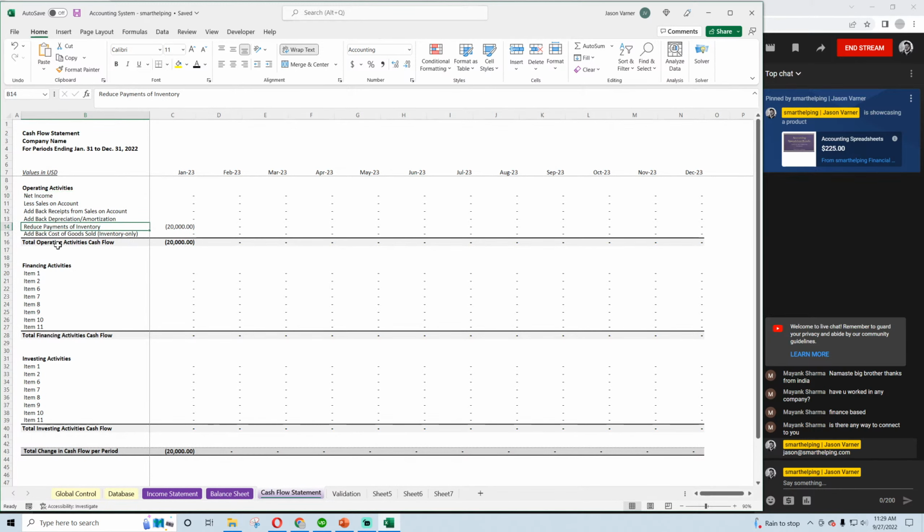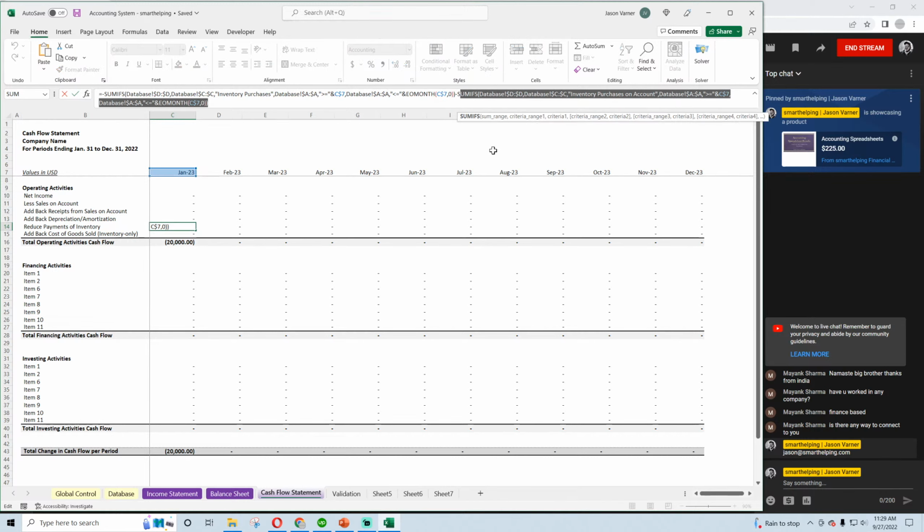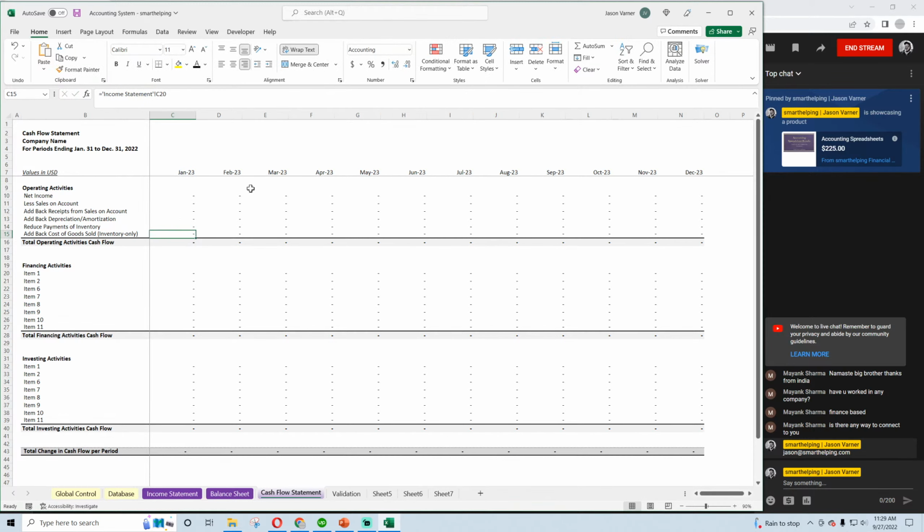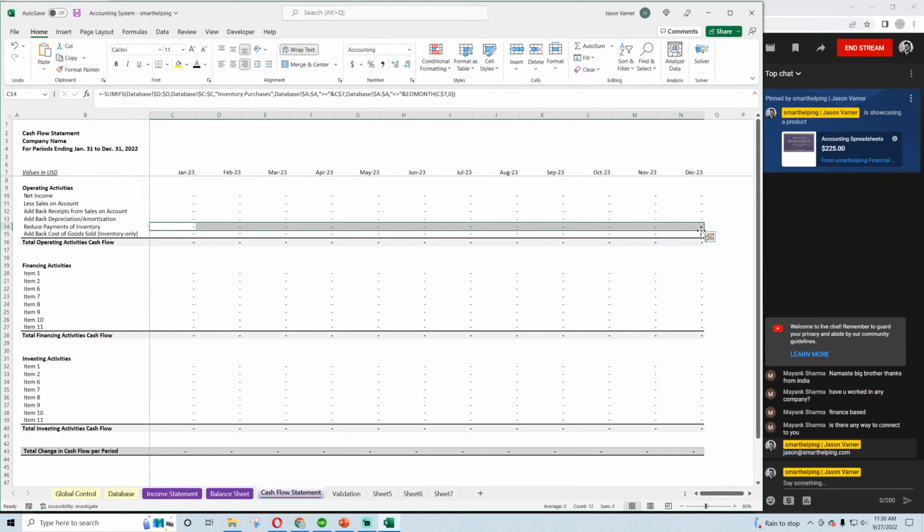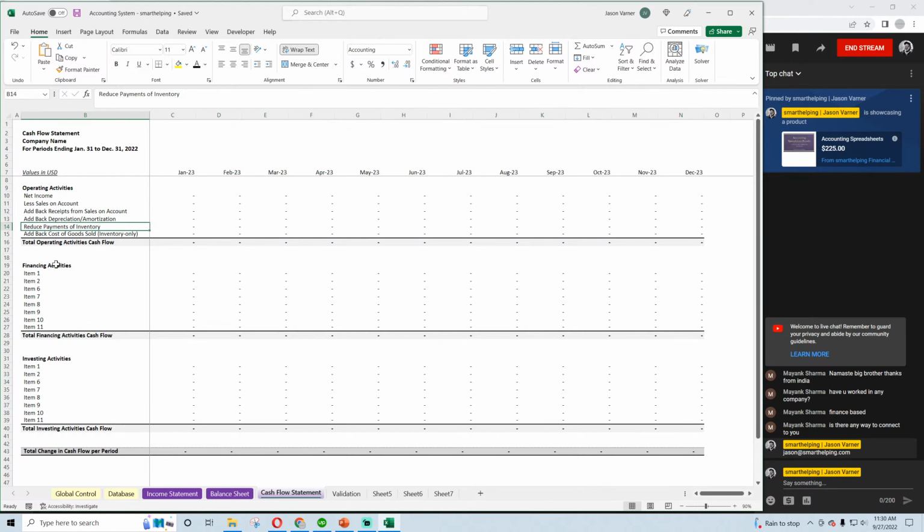So reduce payments of inventory. Here's where I must have double added it. I did inventory purchases, which is correct, but I also subtracted inventory purchases on account. That was wrong. We don't need that because it's on account. It's not affecting cash flow. So that's a situation where I balanced, but I balanced on the balance sheet because I did the wrong entry on reducing payments of inventory.